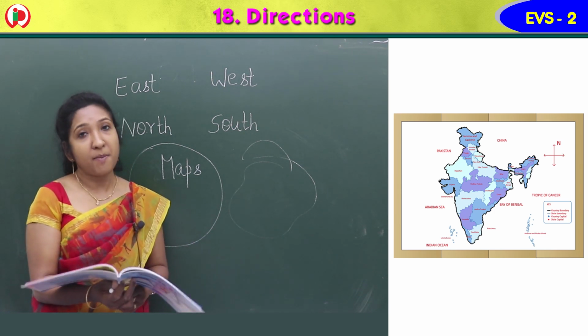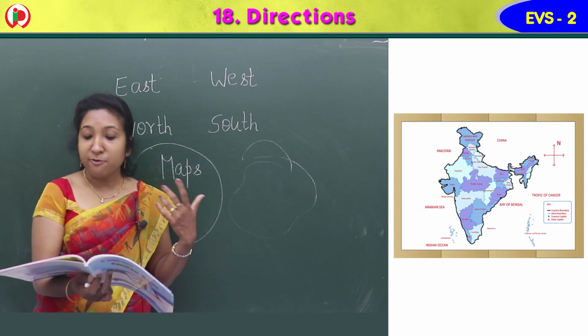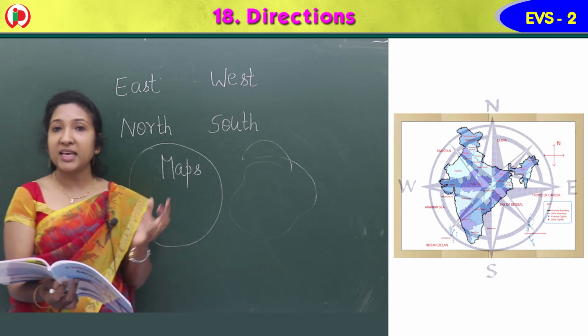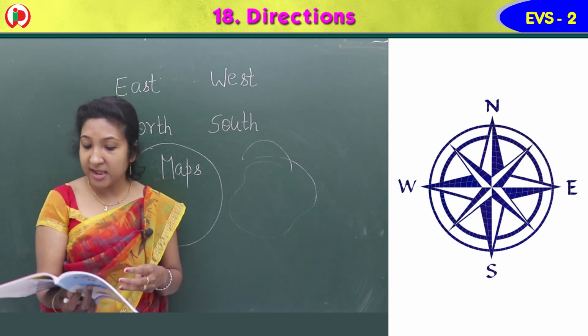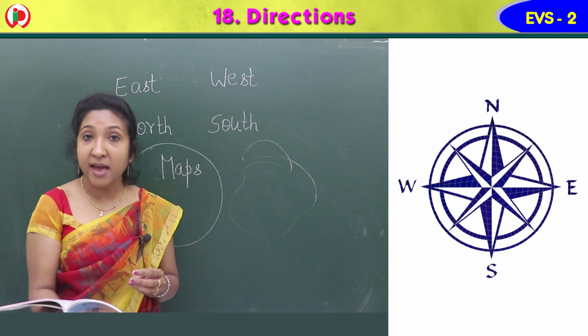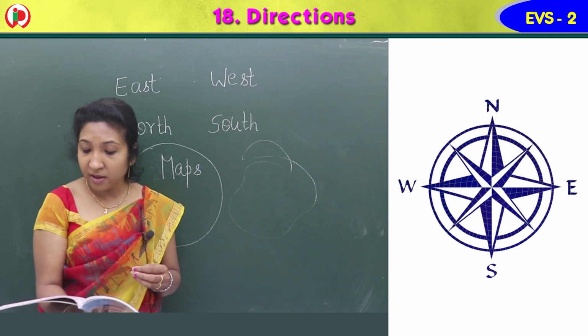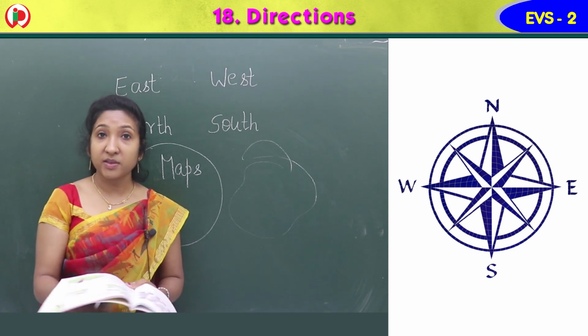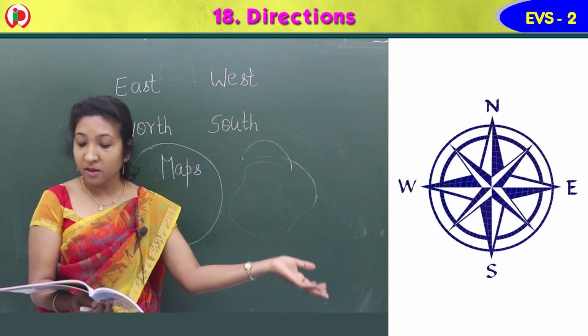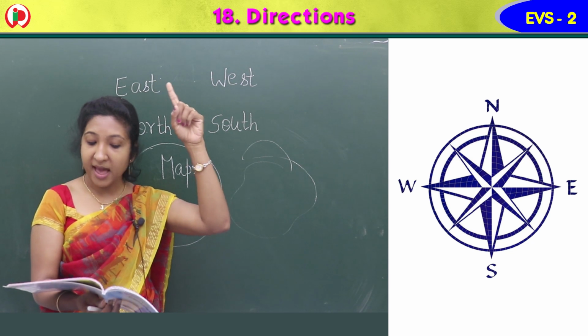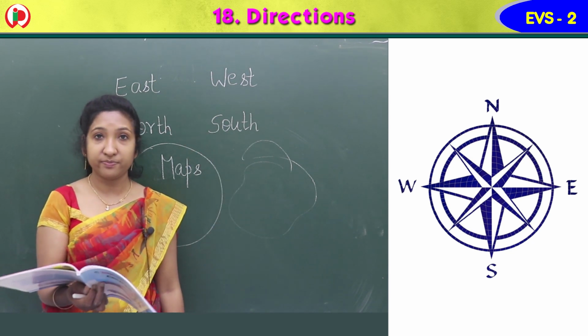east on a map. So there are four main directions: east, west, north and south. They help us in reading maps. On a map, east is right, west is left, north is up and south is down.